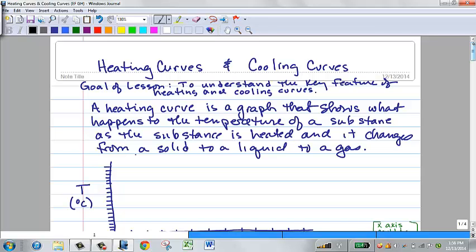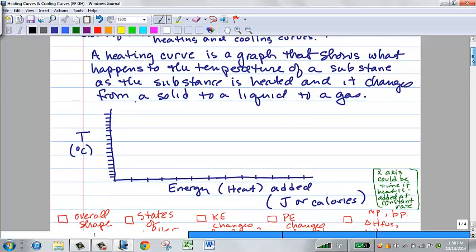properly. So the goal of this lesson is to have you understand some key features of heating curves and their opposites, cooling curves, so you can get that information. A heating curve shows what happens to temperature as you add energy to a substance, and the substance gets heated and melts and is heated some more and boils and is heated some more. So the substance is going to go from solid to liquid to gas over the course of the heating, and a predictable thing will happen to the temperature of the substance.